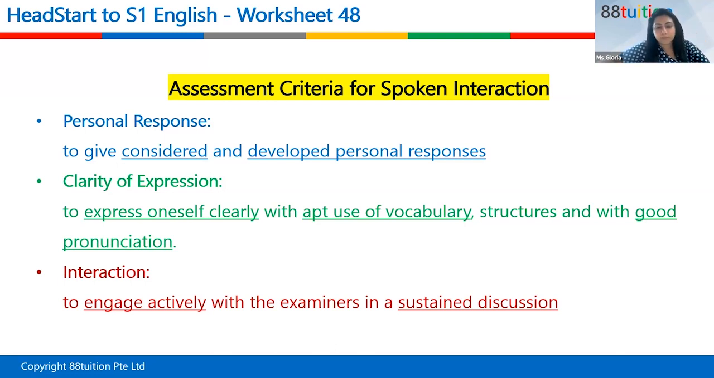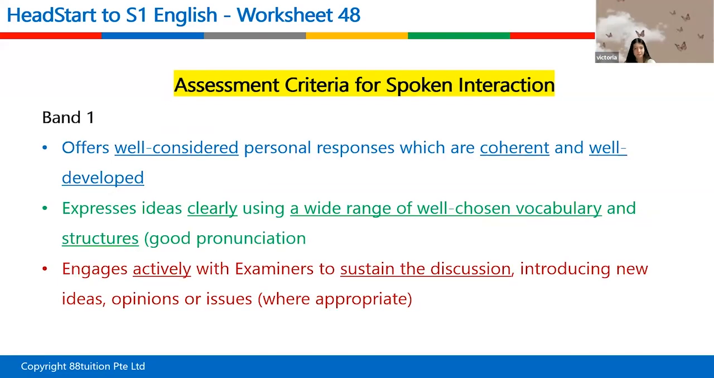Okay, all right. So we're going to look at a few bands, but this is the band that we are aiming for you to get. We want you to give a well-considered personal response, something that's coherent and well-developed. What do I mean by coherence? Coherence is about whether your ideas are logically linked. Are you talking about A, B, C, D? Or are you saying A, B, H, K, L, E, F, Z? Or maybe sometimes you go into 1, 2, 3. You get what I mean? Are your ideas logically linked? That is coherence.